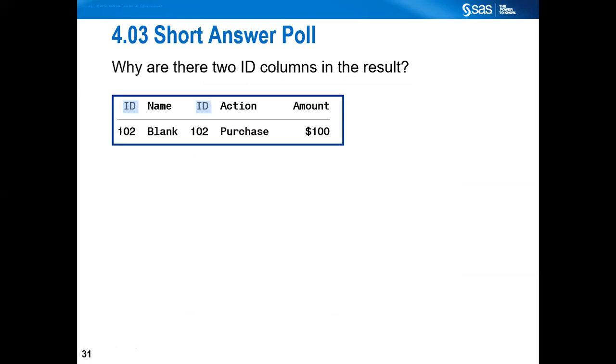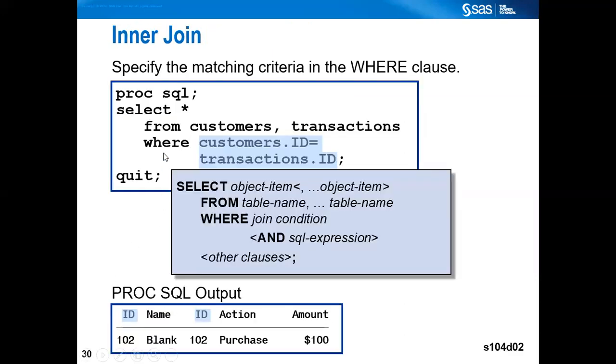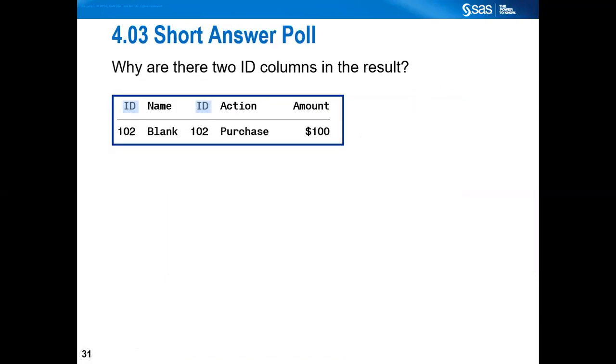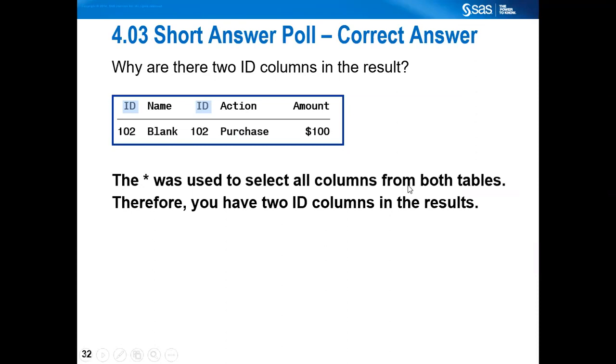So this is what the question is. Why are there 2 ID columns in the result? I've already discussed, so you can tell me why we are getting this. Because it's taking ID from both tables, from customer and from transaction. Absolutely, it's because in your query itself you had specified asterisk in select. Asterisk indicates select all columns. That is why it's selecting columns from customer and columns from transaction. And that's why you're getting it like this. That's what it's telling. Read it.